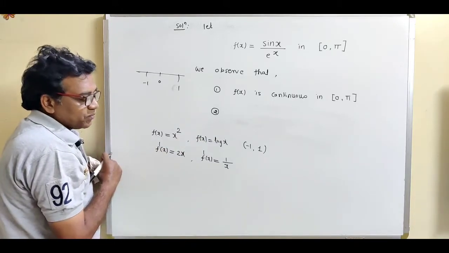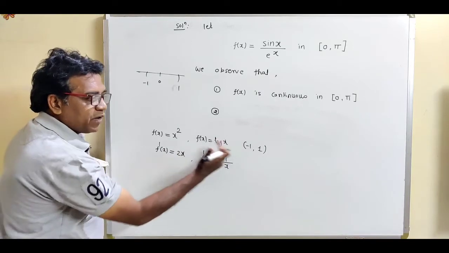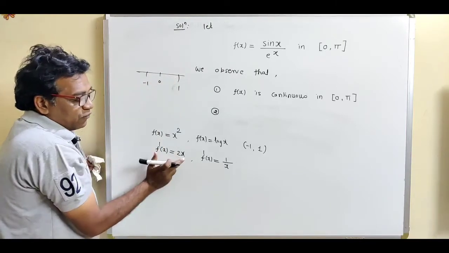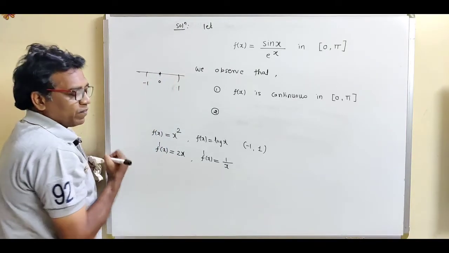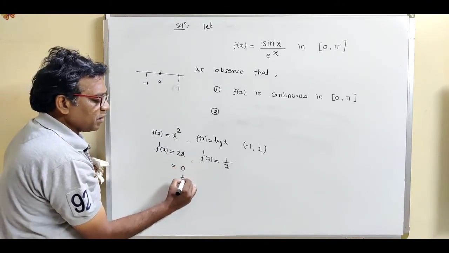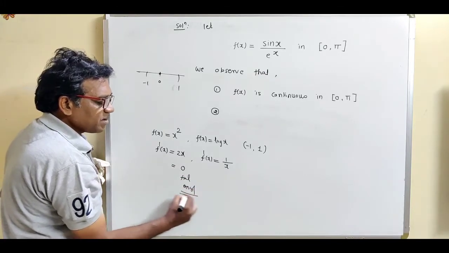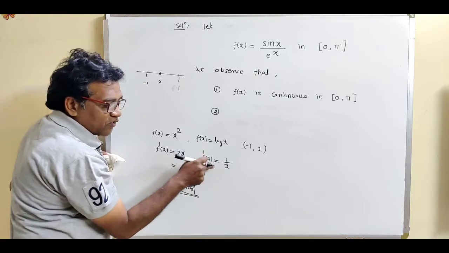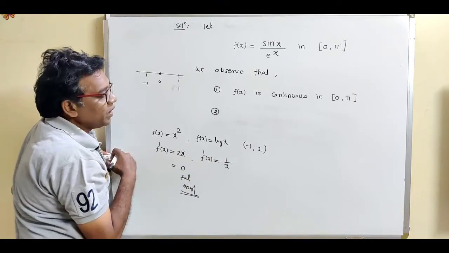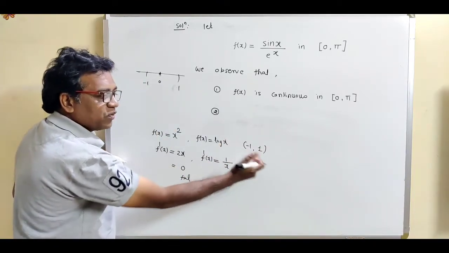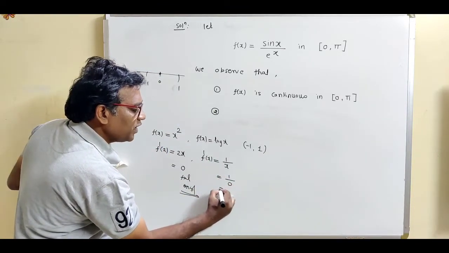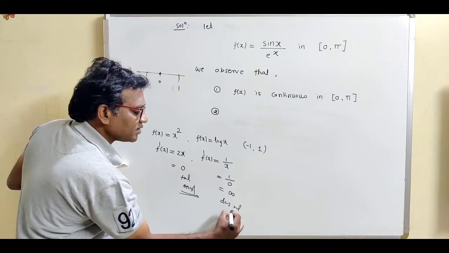Now what is the second step? Let us put the values of x in between -1 to +1. We can put any value from -1 to +1. If we put x equal to 0, then 2 into 0 is some finite number, which is called an existing quantity. Now for f(x) equal to log x, the derivative is 1 upon x. If we put x equal to 0, then 1 upon 0 is infinity. So infinity means the derivative does not exist.